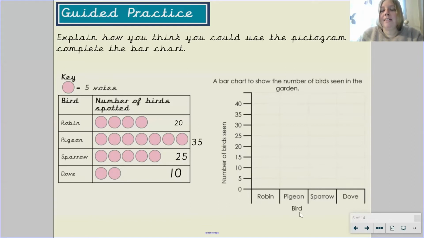Do you notice that the numbers are next to the square? Then this axis is titled bird. So this is the type of bird that was seen. And this is written in between the square. So we've got robin, pigeon, sparrow and dove. Now we're going to have a go at transferring the information from our pictogram on to the bar chart.